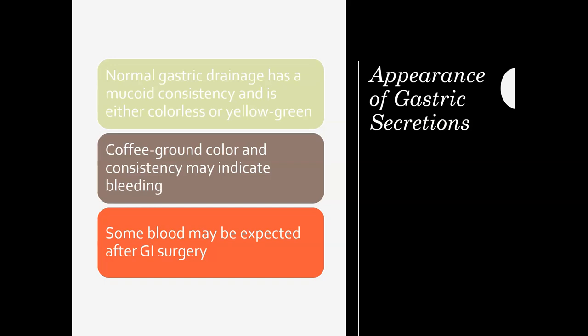Or it may just have what looks like coffee grounds in it. This would indicate bleeding. So usually that means old blood. It could be from a lower GI tract bleed. Anyways, that could indicate that. Some blood may be expected after GI surgery. So if you get a little blood out and they've just had a GI surgery, that might be a normal finding, but you want to be assessing the secretions to look for anything abnormal or any complications.